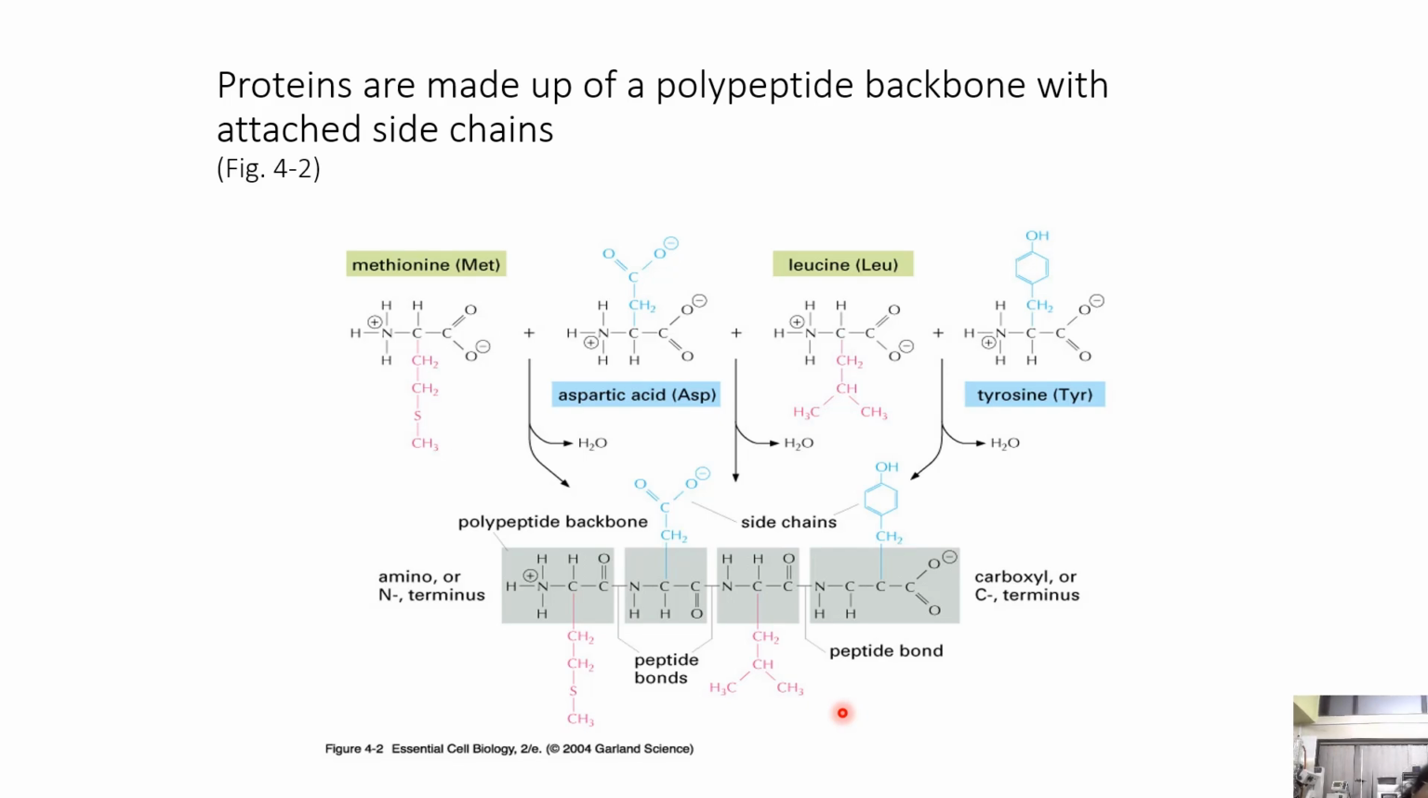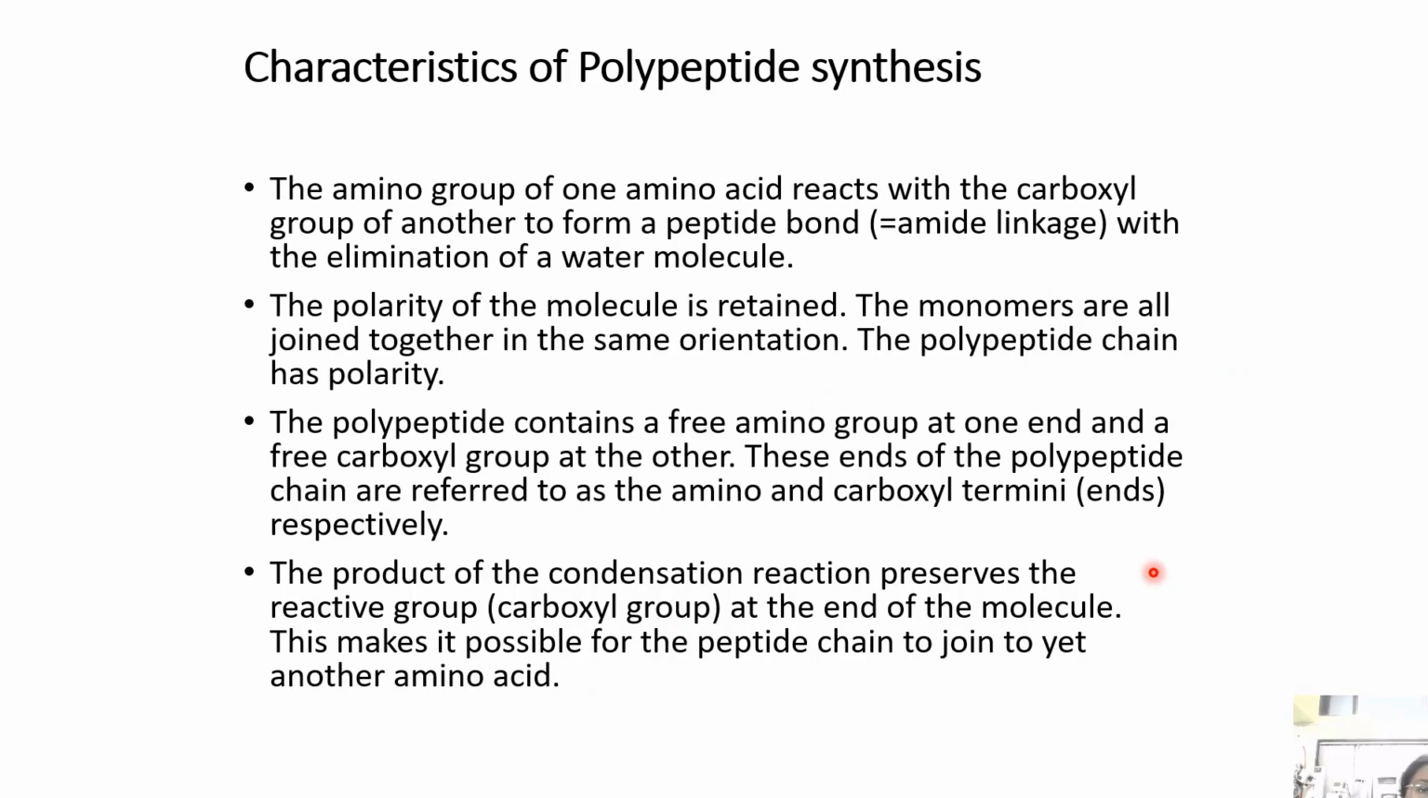Okay. Now proteins are made up of a polypeptide backbone with attached side chains. Methionine, aspartic acid, leucine, tyrosine. You see, this is how peptide bonds are basically formed. Now, what are the characteristics of polypeptide synthesis? The amino group of one amino acid reacts with the carboxyl group of another to form a peptide bond, an amide linkage, with the elimination of a water molecule.